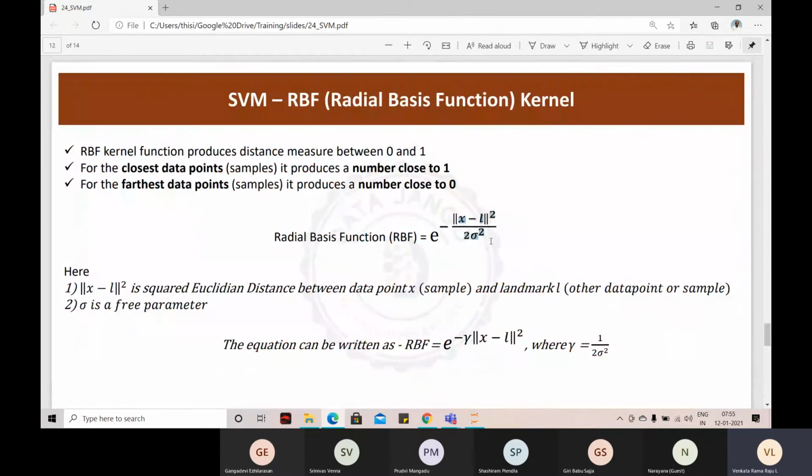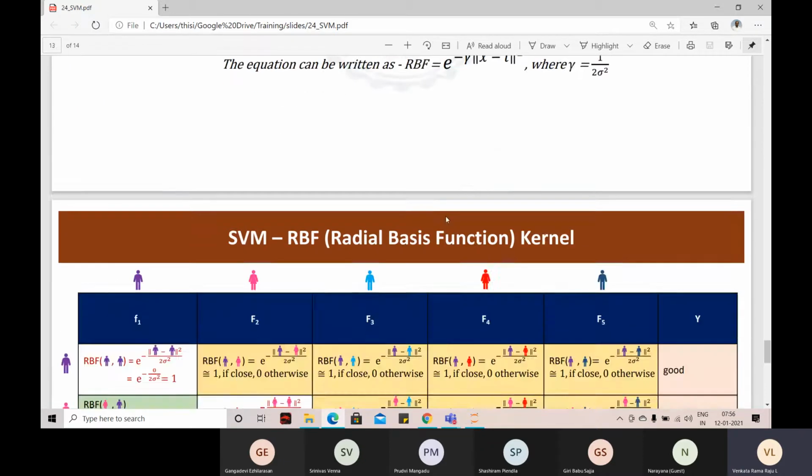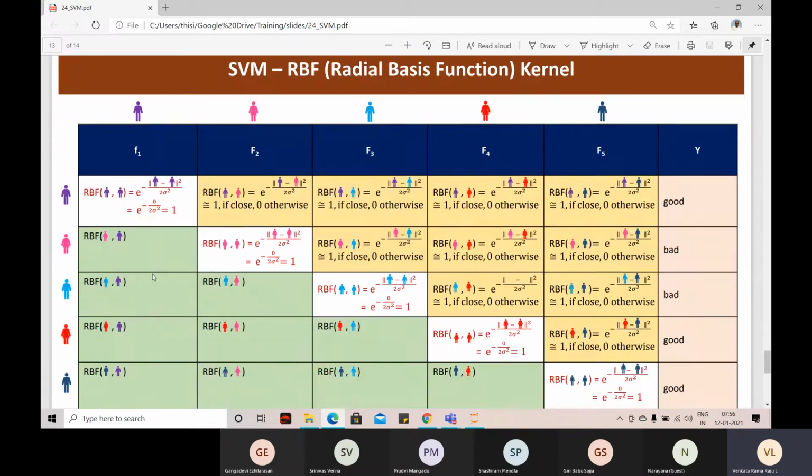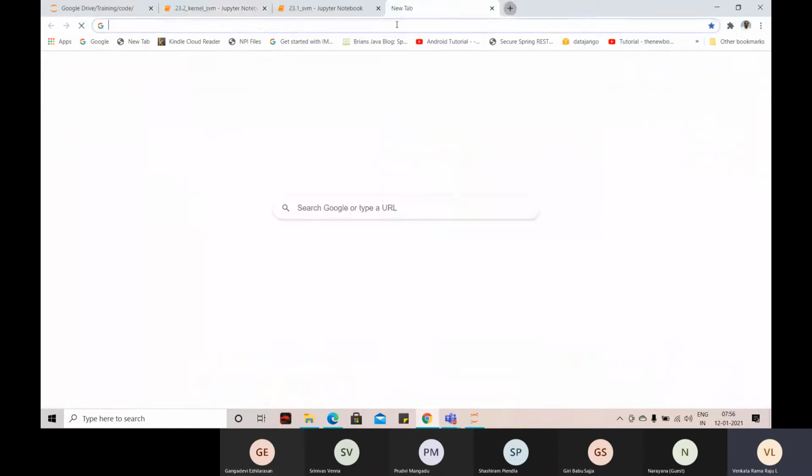This is RBF kernel. So there is polynomial kernel, there is sigmoid kernel. When you say polynomial kernel, the function is going to be a polynomial equation. In the polynomial equation, you will have x minus L, right? So the first one is going to be x minus L, the second one is going to be x minus L square, the third one is going to be x minus L cube, like that. And the RBF kernel will give you one number. So you can look at the polynomial kernel equation maybe.